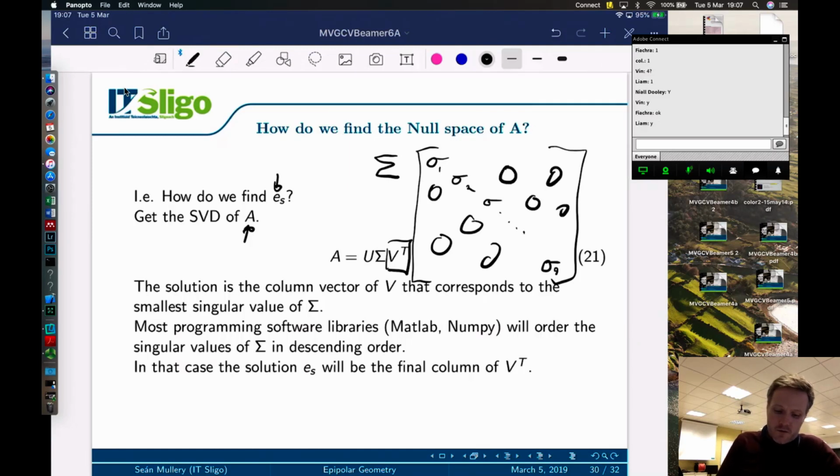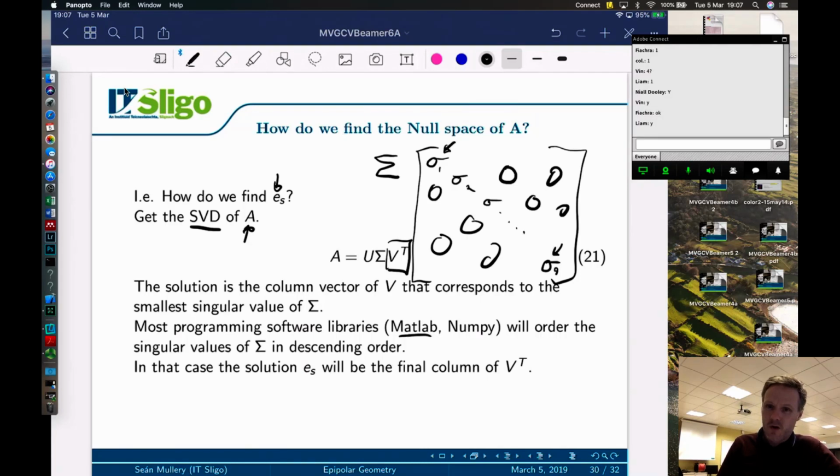Now, when we do singular value decomposition, you can do this in NumPy, which is part of Python, or you can do it in MATLAB. When you do a singular value decomposition, it doesn't just do this decomposition, it reorders these sigmas so that the largest one is here and the smallest one is here.